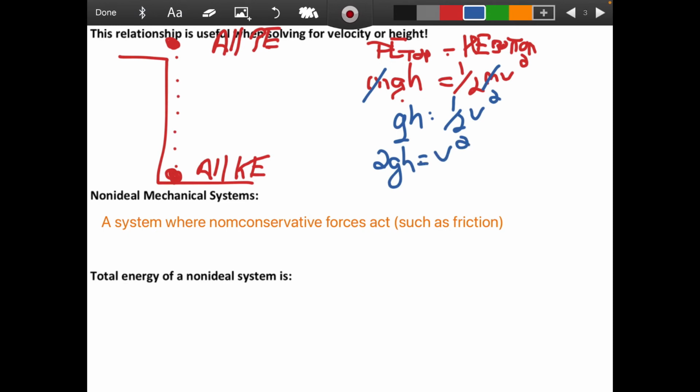Gotta get rid of that squared. So this velocity would be equal to the square root of 2gh. And that formula would work for anything that is falling.